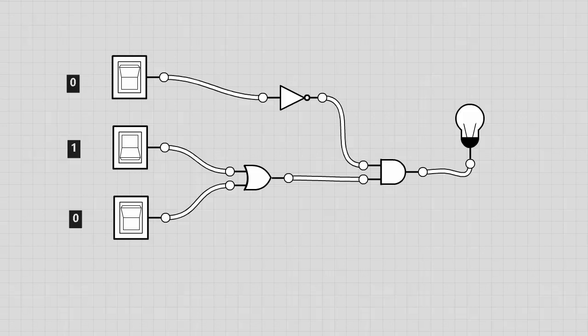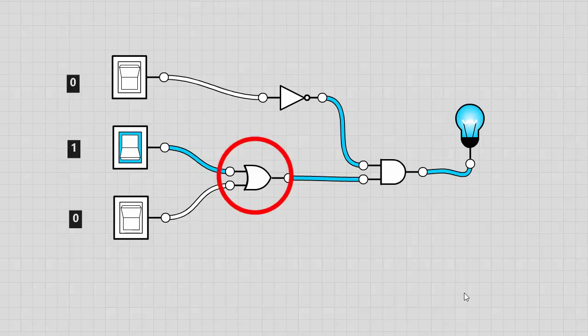Now, here's a diagram of all three gates being used in a circuit. By looking at these inputs, can you figure out if the light bulb will be on or off? Pause the video and have a go. Yep, that's right. The light bulb will be on.